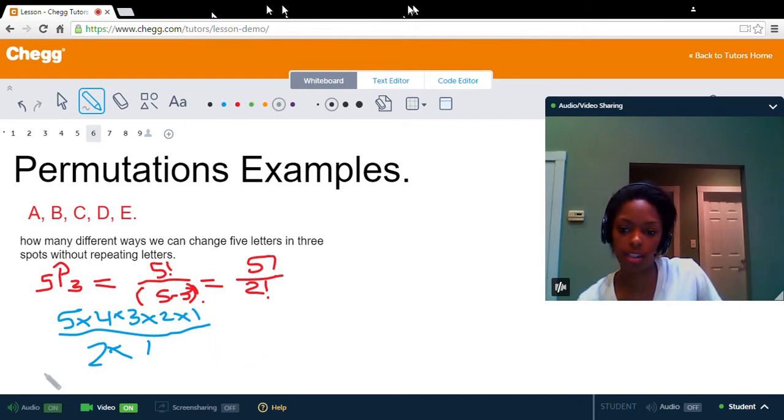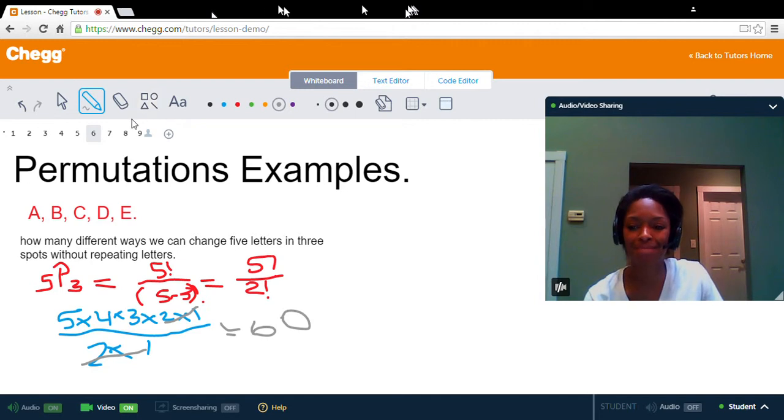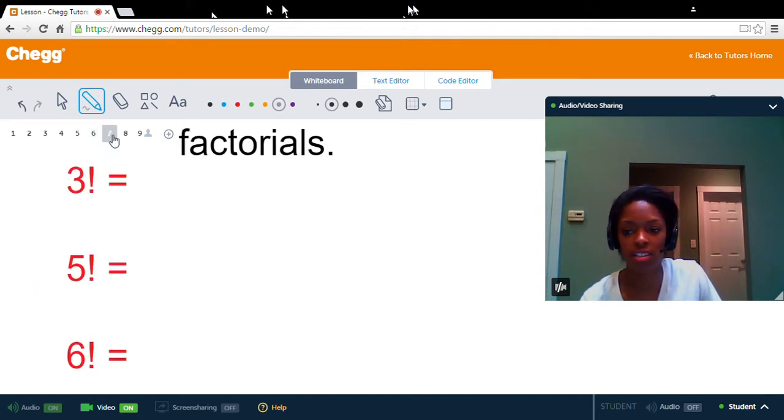Alright. And as we're going to factor it out, and the only thing at the bottom is the same thing at the top, we're going to go ahead and factor out 2 times 1. And then you're left with 5 times 4 times 3. So 5 times 4 is 20. 20 times 3 is 60. So it's going to be 60 for that one. Well, 60 different ways that you can change out the letters.